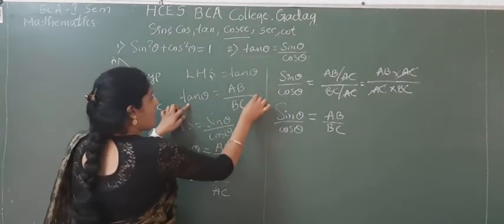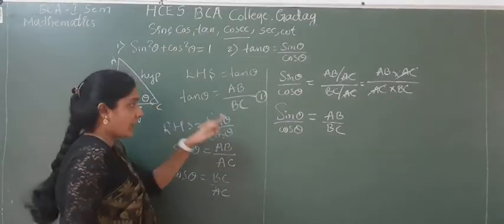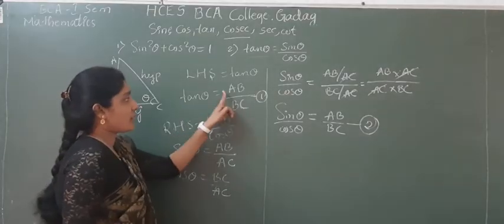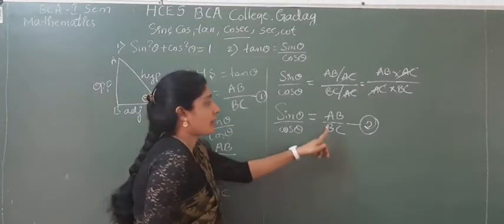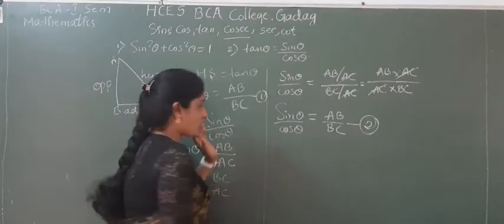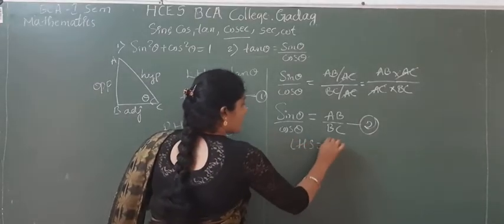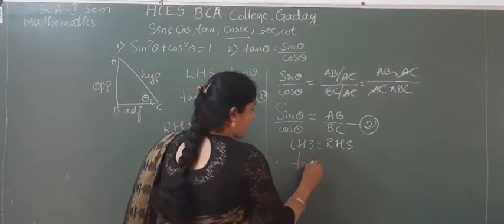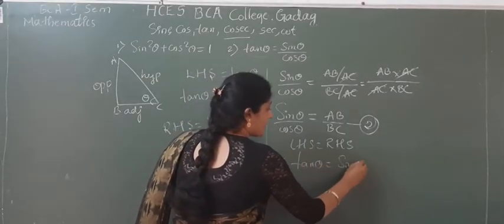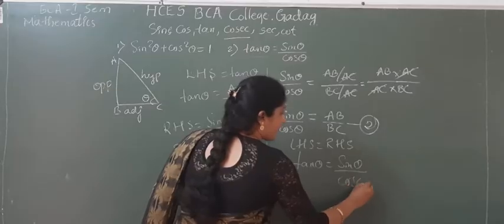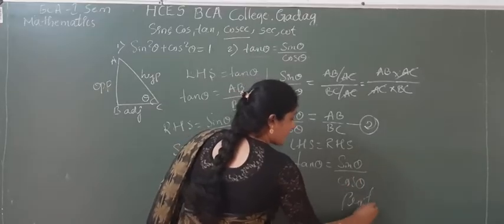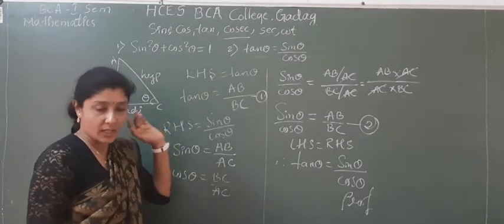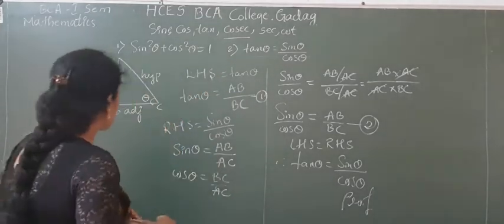So, this was our LHS, that is 1. And this is our RHS, that is 2. Now compare these two, AB divided by BC, AB divided by BC. Hence, LHS is equal to RHS. Therefore, tan theta is equal to sin theta divided by cos theta. So, this is the proof of the second trigonometric function. Okay. Now, let us do the third and fourth.